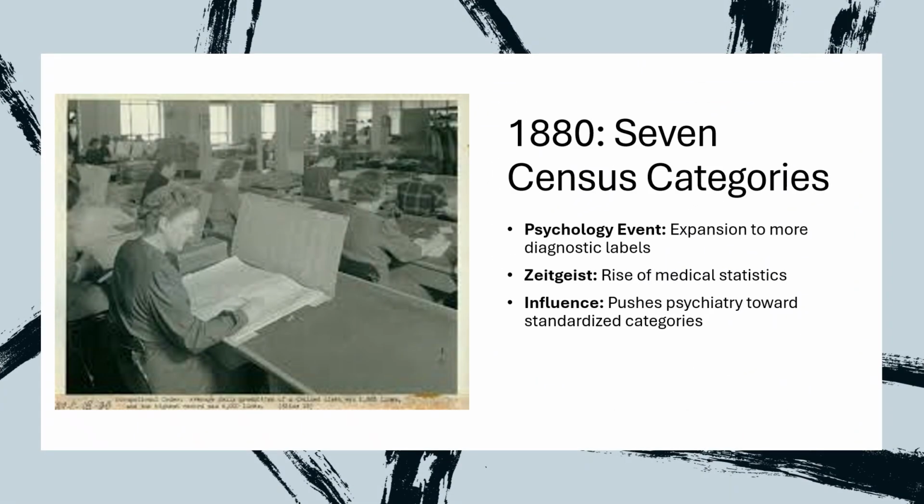By 1880, the census expanded into seven mental health categories. This change reflected the rise of medical statistics and the belief that mental disorders could be systematically classified. It pushed psychiatry toward more standardized diagnostic language.